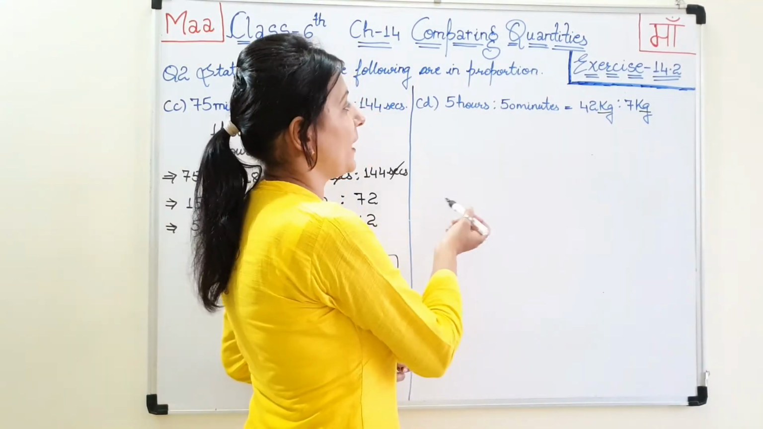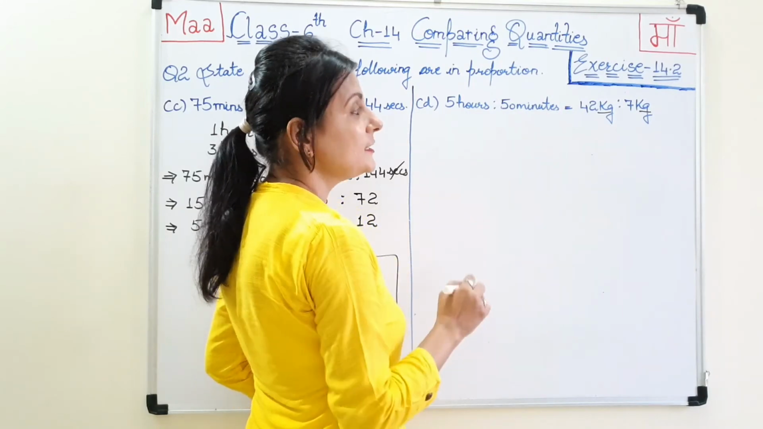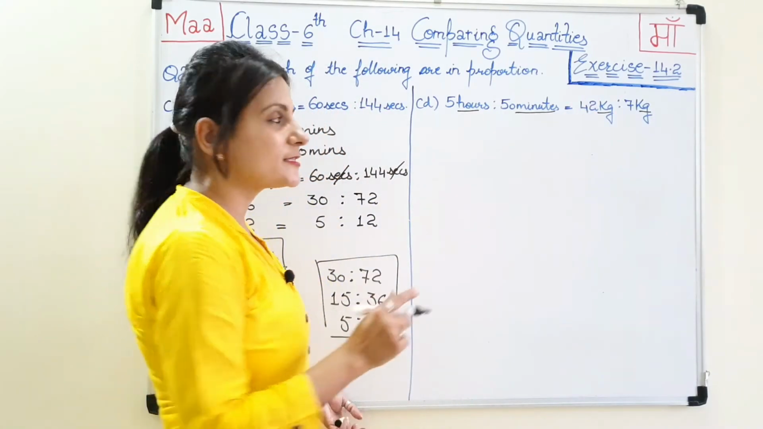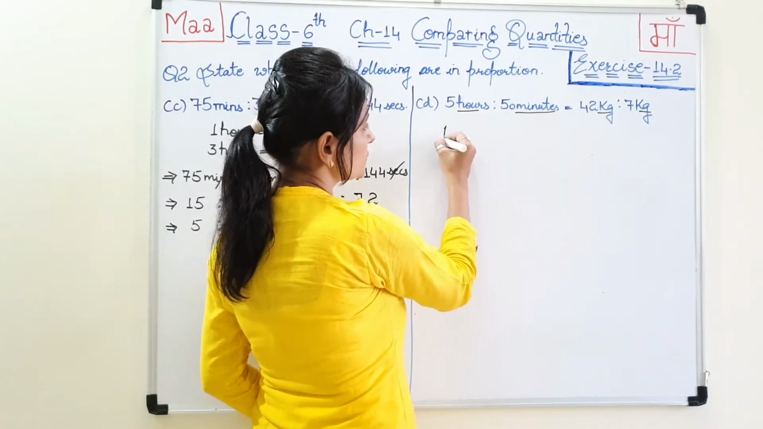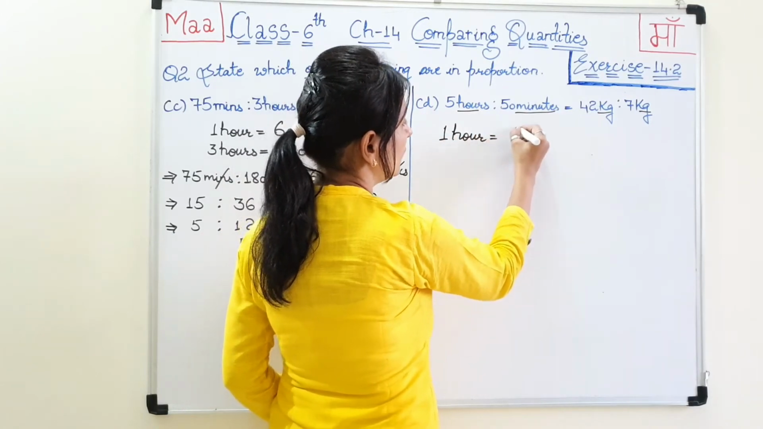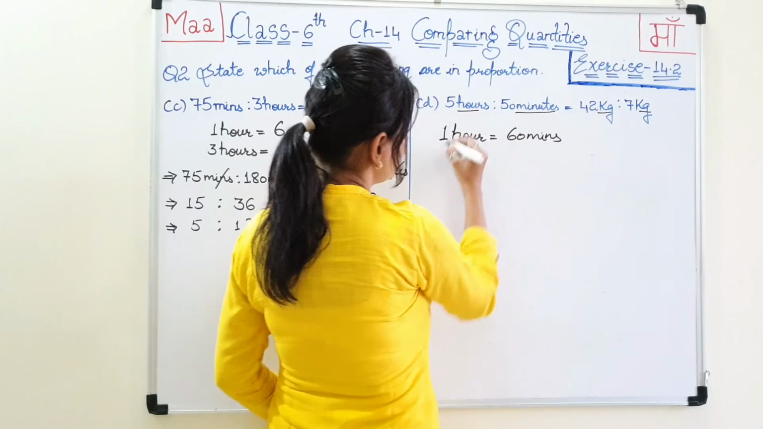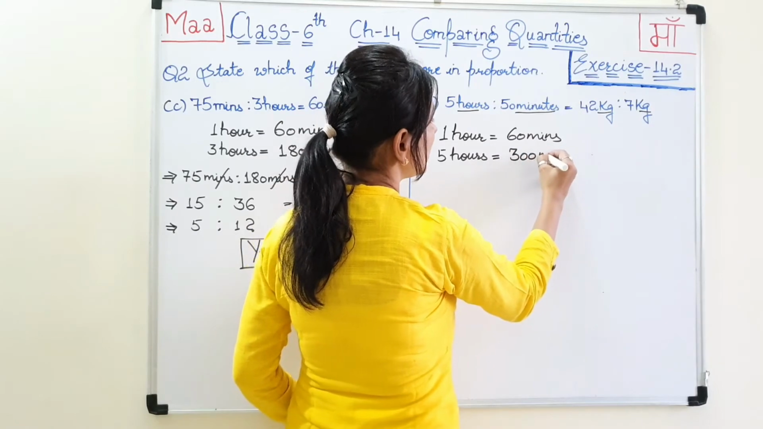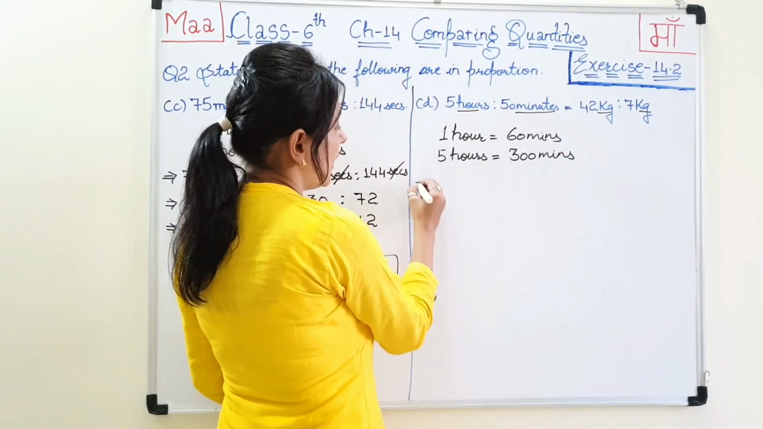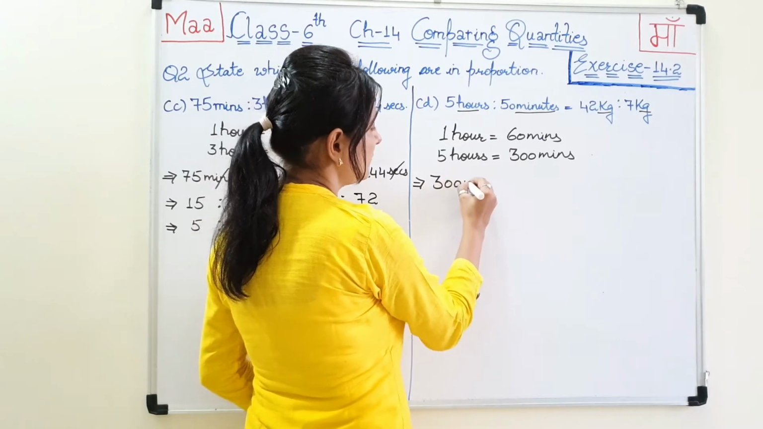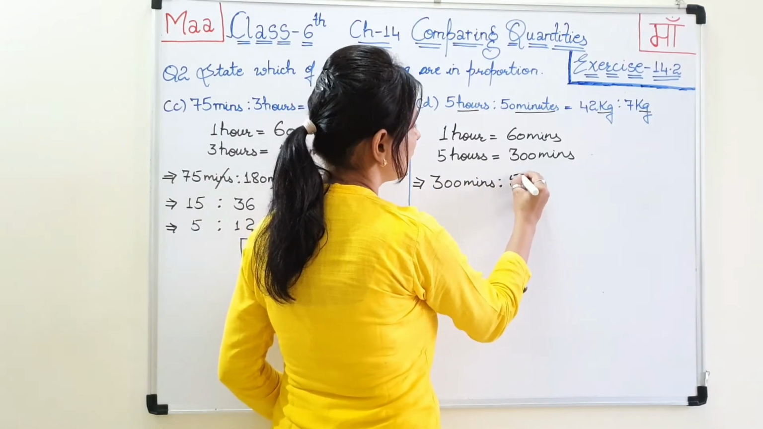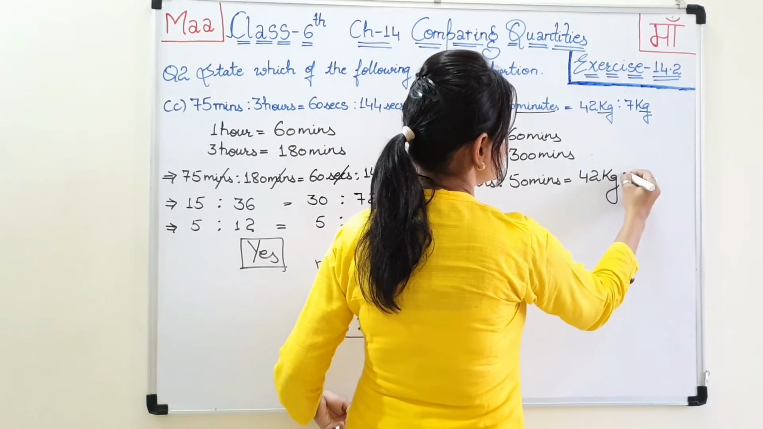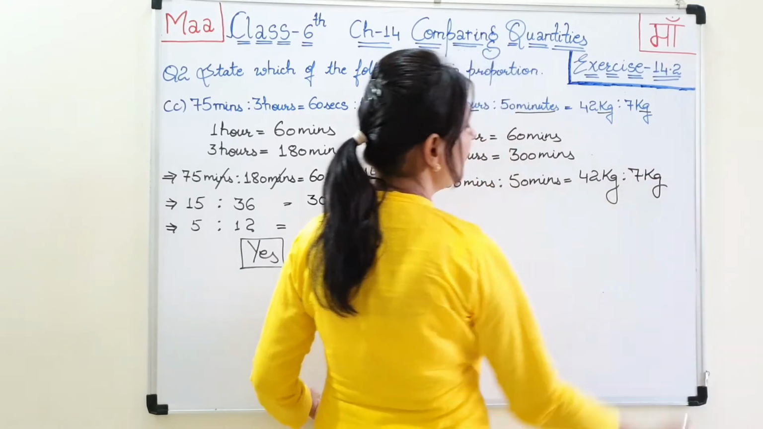See students, now D part. It is 5 hours 50 minutes 42 kg and 7 kg. So here you can see that the units are different on one side and on the other side the units are same. So here firstly we will make the units similar. You know that 1 hour is equal to 60 minutes and here 5 hours are given. So 5 hours will be equal to 5 into 60, that is equal to 300 minutes. Okay, now our question will be changed and it will be 300 minutes ratio 50 minutes towards the left hand side and right hand side will remain same, 42 kg ratio 7 kg because there the units are similar.